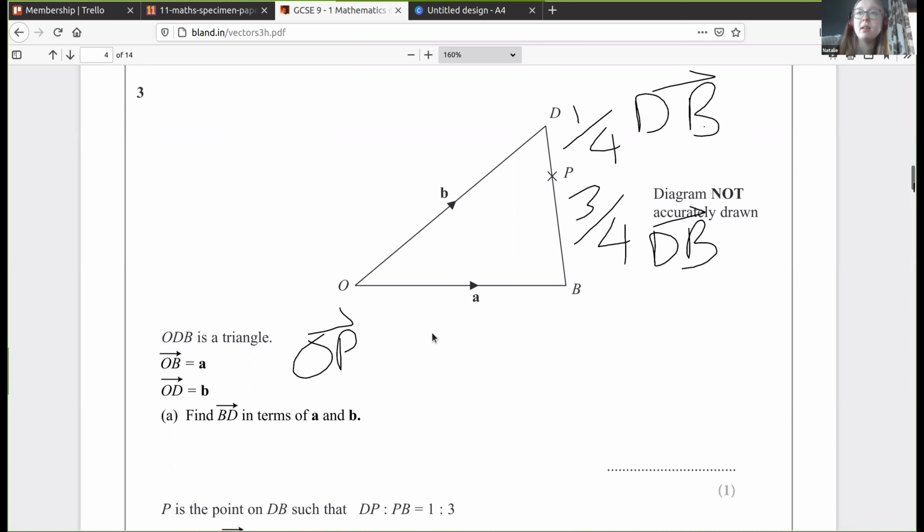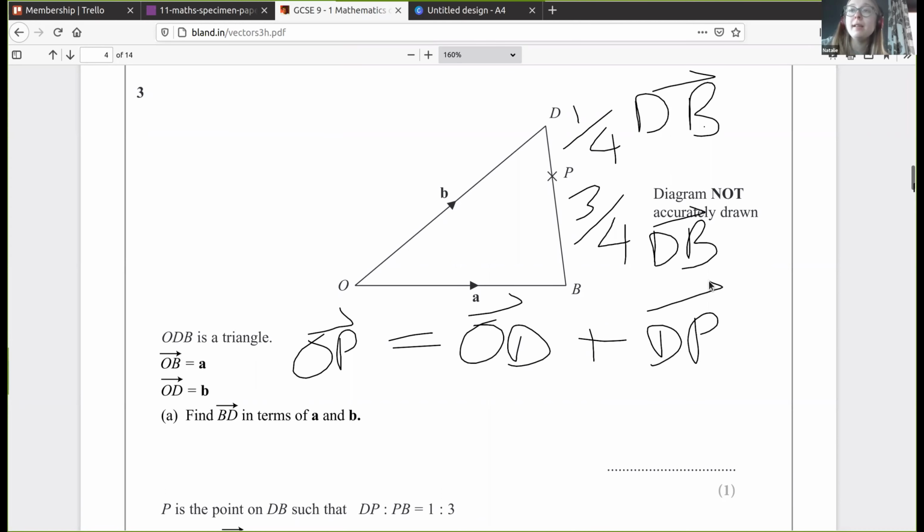That would be the same as O to D plus D to P. Now, it's exactly the same if I'd gone O to B and B to P. It doesn't matter which one you pick. Remember, the route is irrelevant as long as we start and end at the same point. So O to D is B plus D to P, which is 1/4 of DB. Well, D to B is going to be minus B plus A. So it's plus 1/4 of minus B plus A.